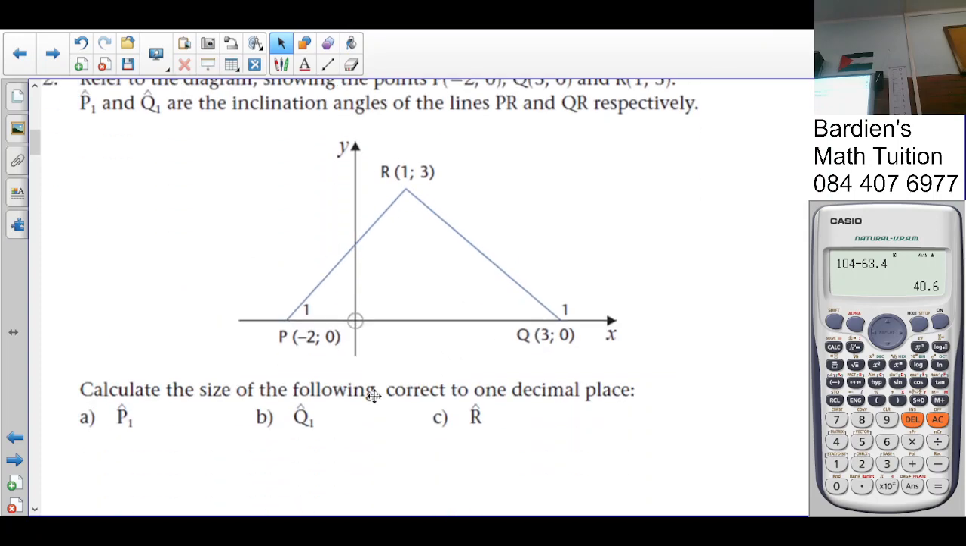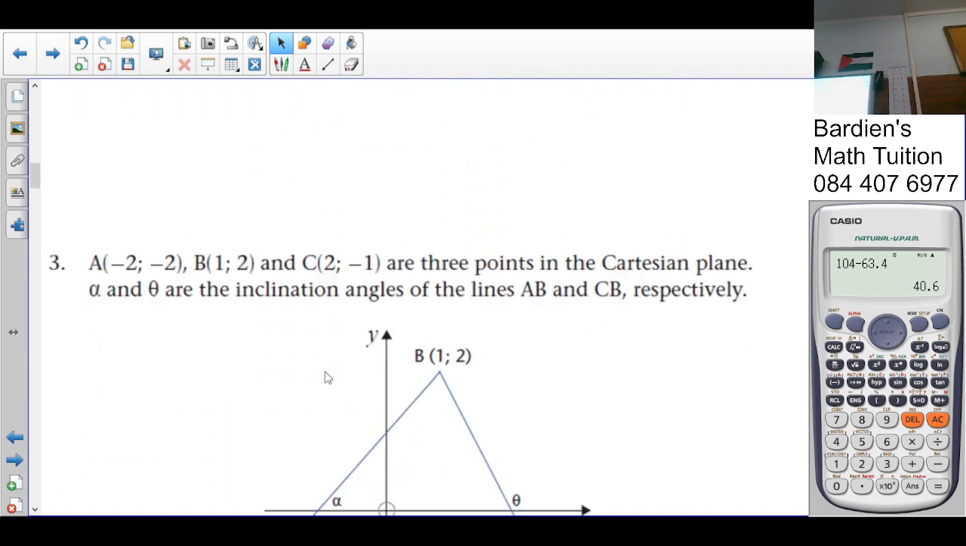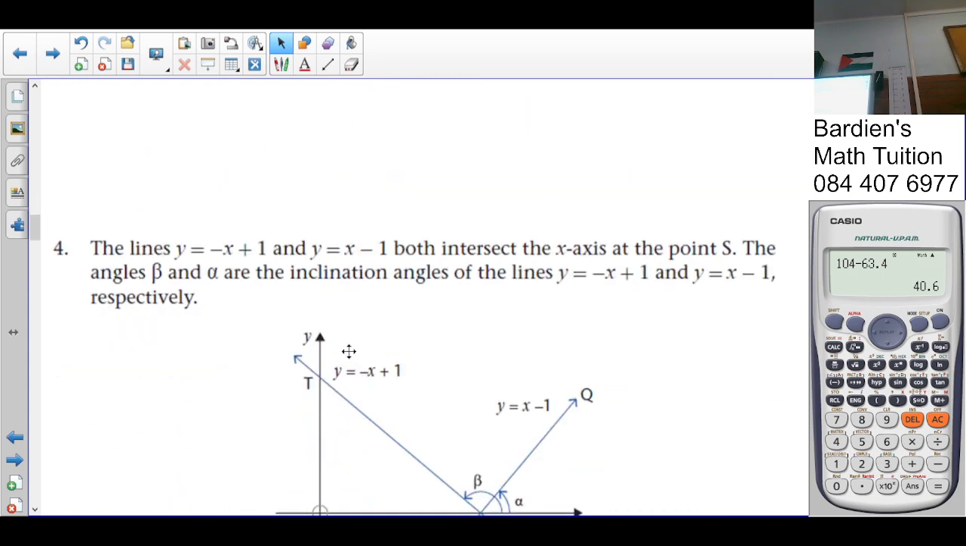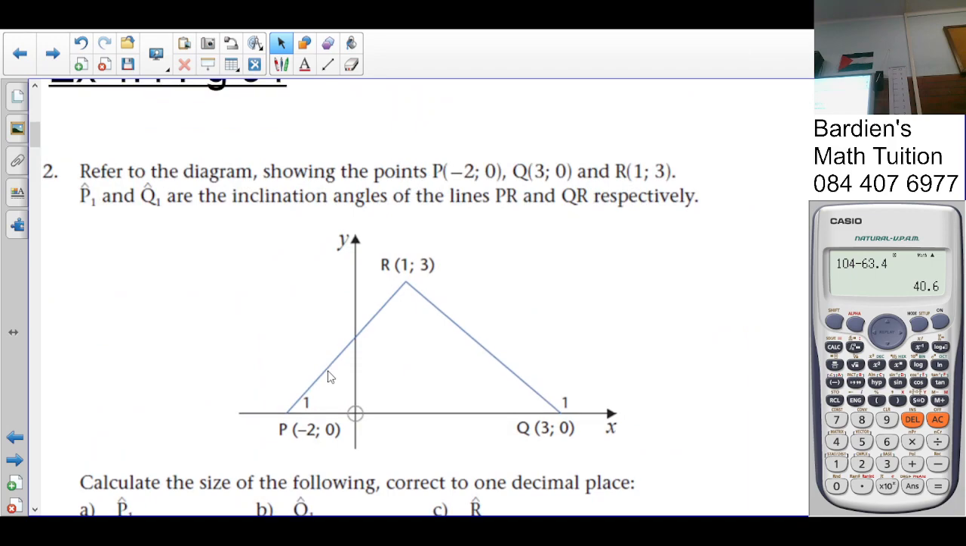Okay, so for homework is number 2. Number 3. Let's do number 4 quickly. Okay.